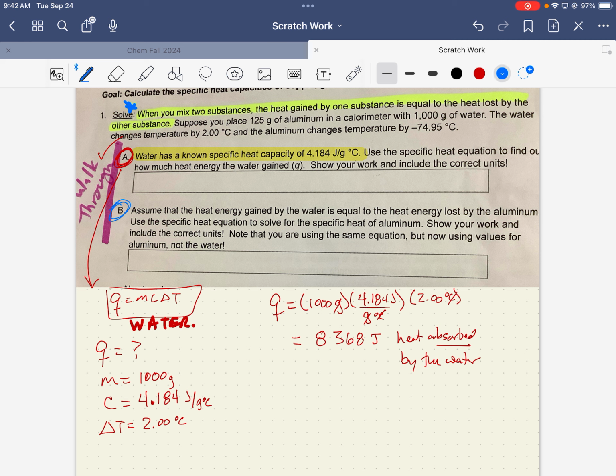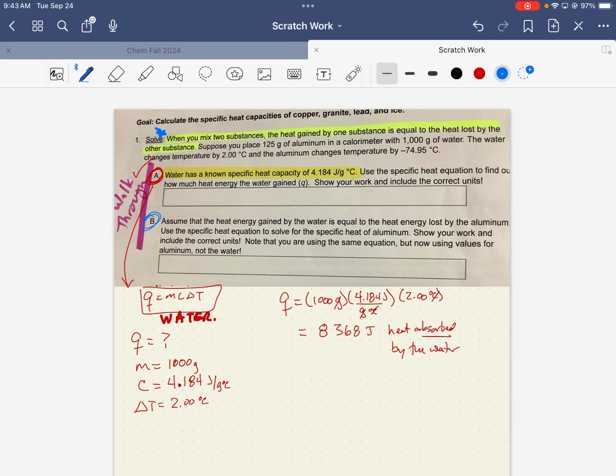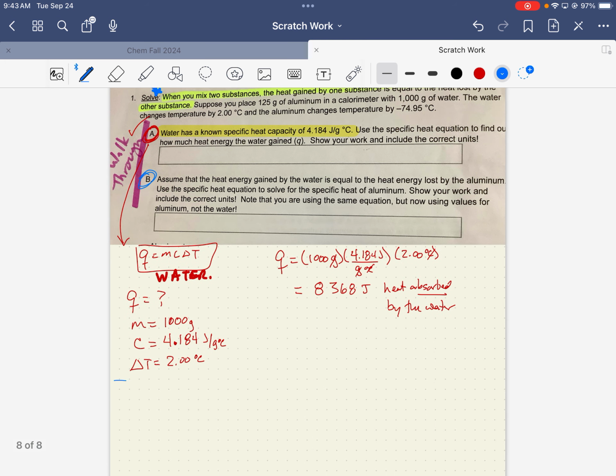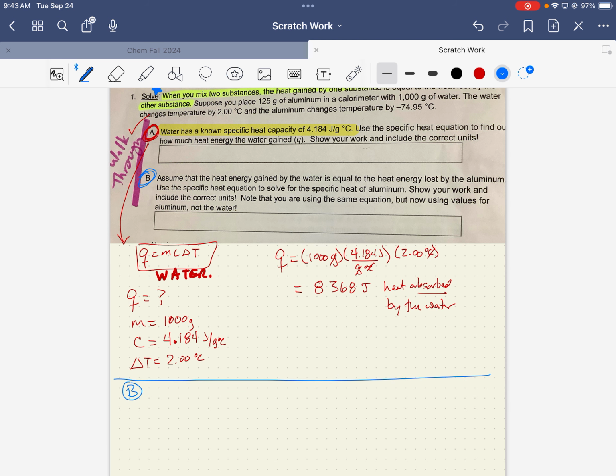We have to do that, and you're going to see why in a minute. For B, I'm going to go ahead and do the work in blue so you can see how it's different. For part B, we're still going to do Q equals MCΔT. The question is asking to solve for the specific heat of aluminum. So I'm going to use Q equals MCΔT, but this time it's going to be everything about aluminum, not water. So again, for aluminum.